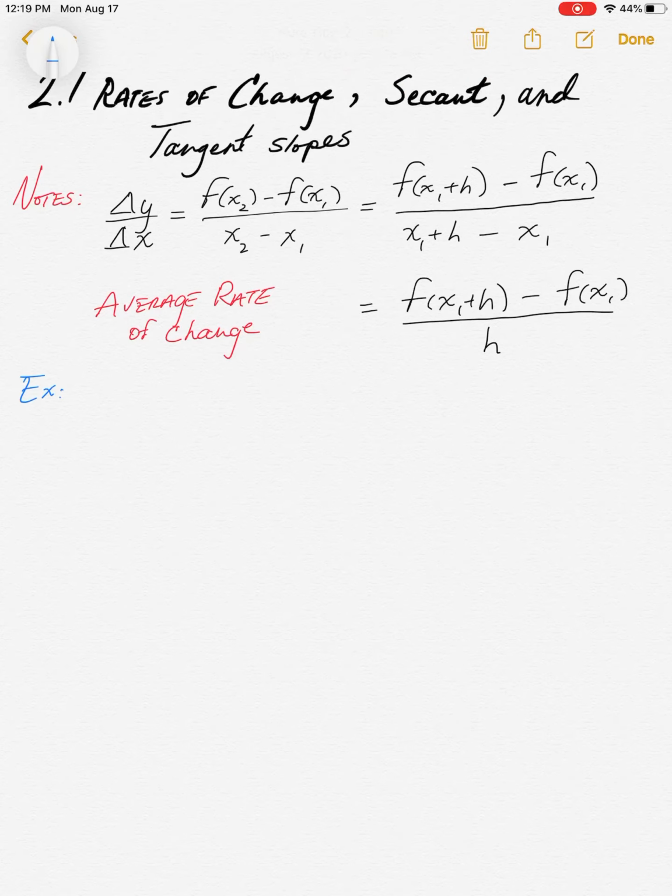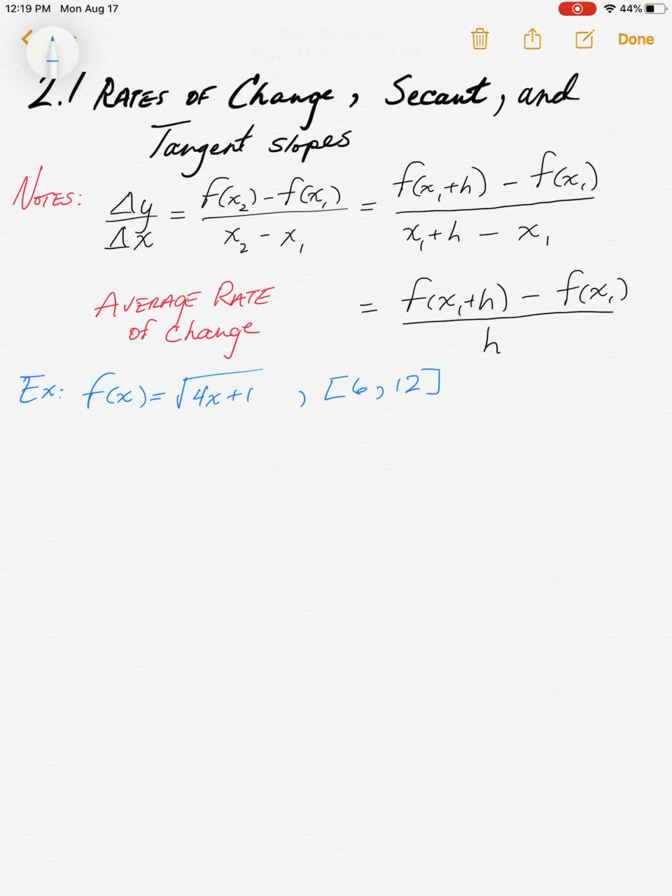Suppose we have a function. It says find the average rate of change over a given interval. We have f of x is equal to the square root of 4x plus 1, on the interval, let's say, 6 to 12.